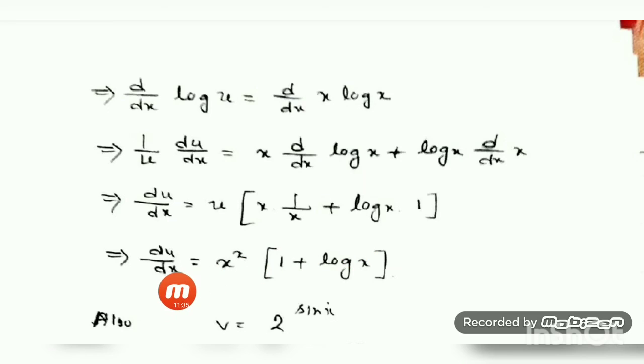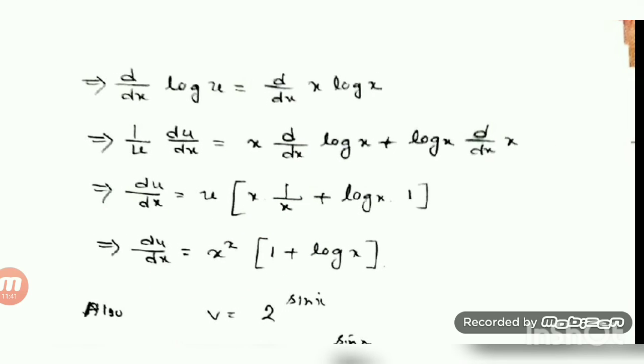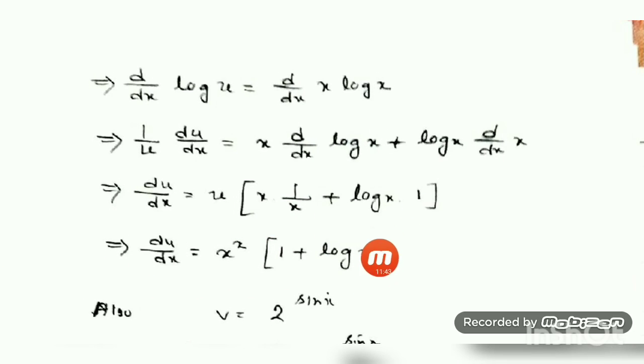Okay, now put the value of x. du/dx is equal to x to the power x. U means x to the power x. x cancels out 1, and this is equal to what? Log of 1, log of x. The one product gives you log of x only.